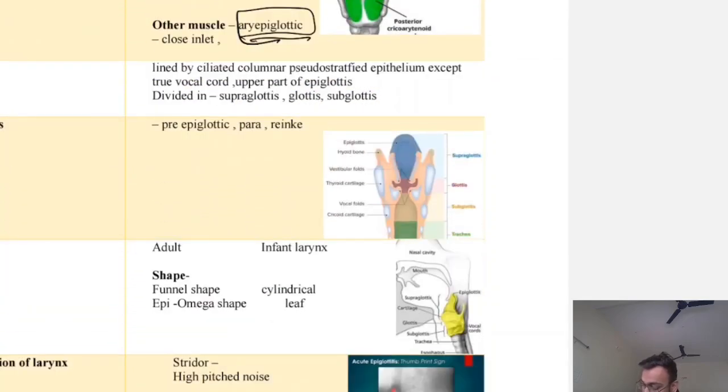Now various spaces. So various spaces are pre-epiglottic, para-epiglottic, and Reinke spaces. Okay.